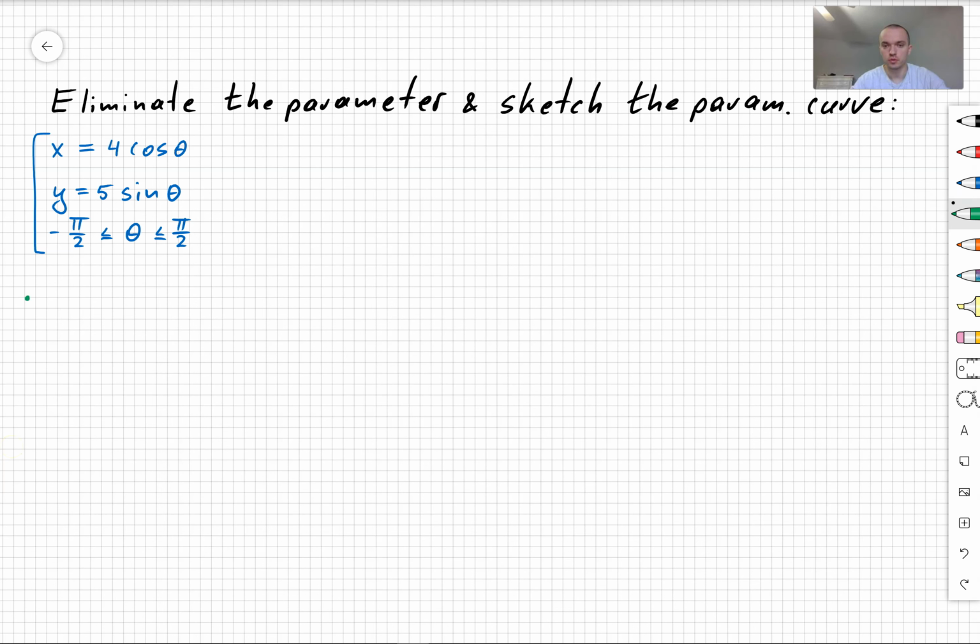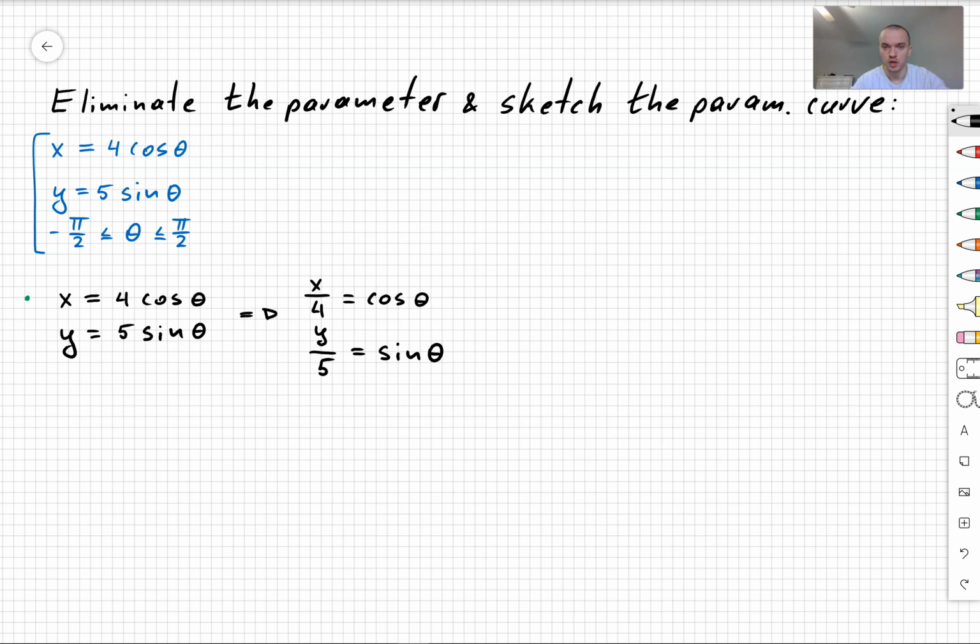Hello guys, in this video I'm going to solve this problem and I'm going to explain how to sketch parametric equations. So first, if you're given this parametric equation, the first approach is to try to eliminate the parameter. Why? Because we want to find the Cartesian one.